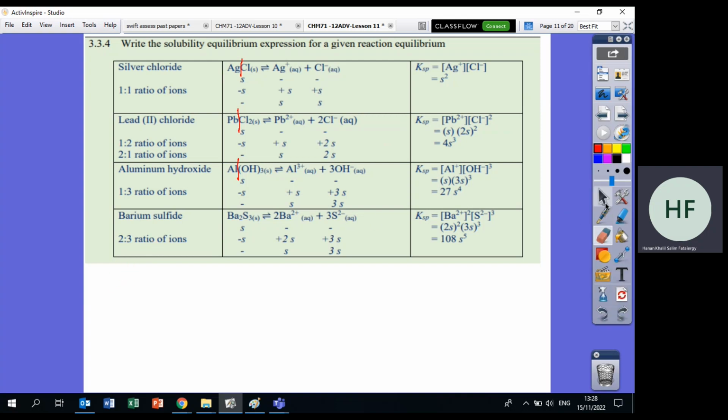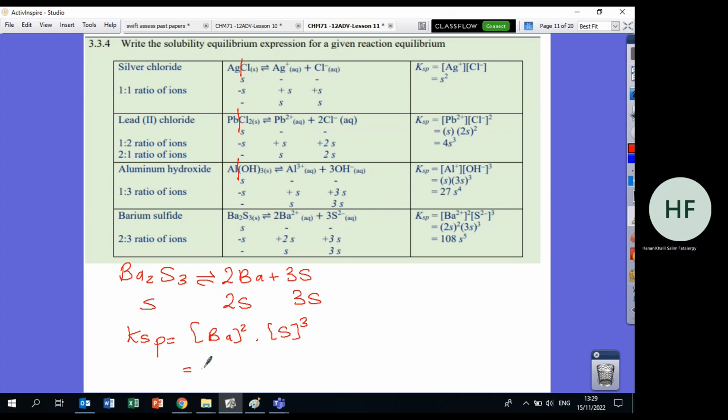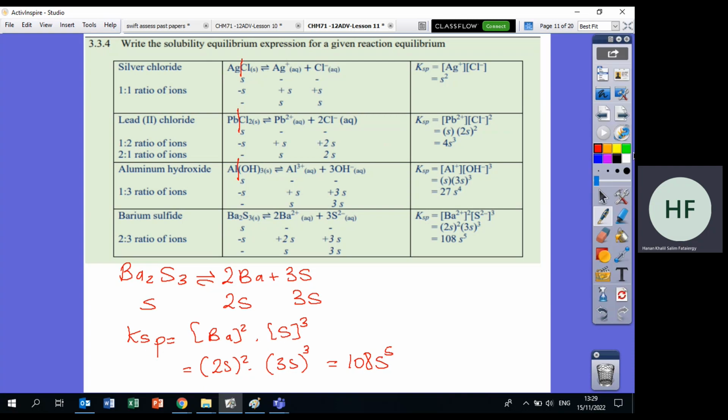Now Ba2S3. What do you think Ba2S3 will dissociate into? Can you try it by yourselves? Okay, Ba2S3 will give you 2Ba and 3S. If this is S, this one will be 2S and this one will be 3S. Now the KSP will be Ba squared times S to the power 3, which is 2S squared times 3S to the power 3, and it will be 108 S to the power 5. If I give you the KSP, you can calculate S.